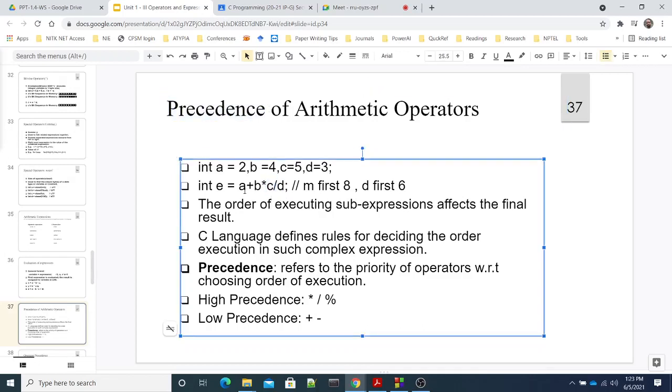Okay. But multiplication and division have higher precedence than addition and subtraction. So if your expression is something simple like a plus b into d, multiplication has higher precedence, so this will happen first, followed by addition. Same in mathematics also, because the precedence of multiplication is higher than the precedence of addition.